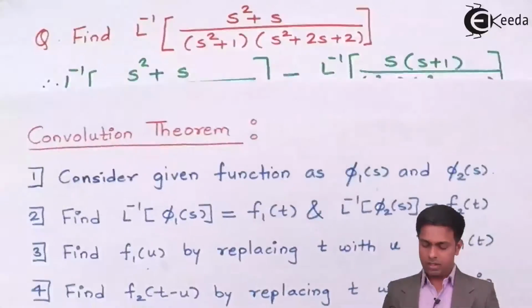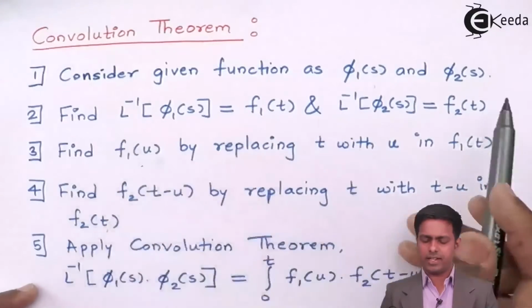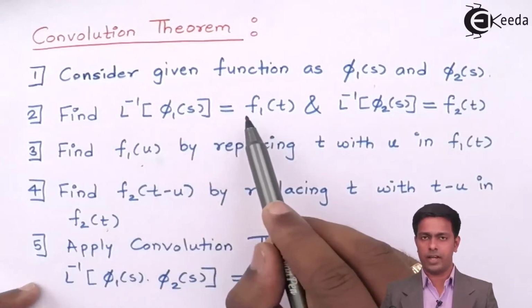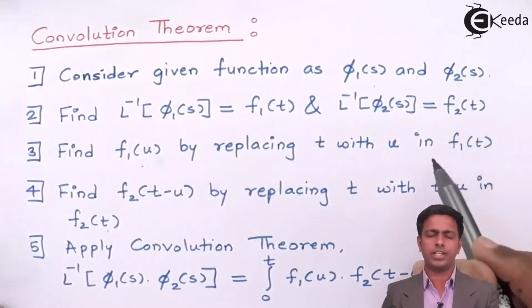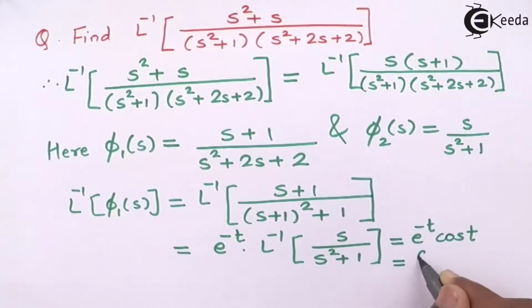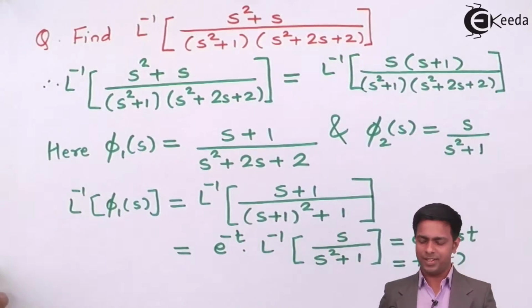Now I call that function f1 of t, because it is given that we find the inverse Laplace transform of the first function and call it f1 of t, and for the second call it f2 of t. So now I'll call this f1 of t. Now let's find the inverse Laplace transform of the second function and call it f2 of t.